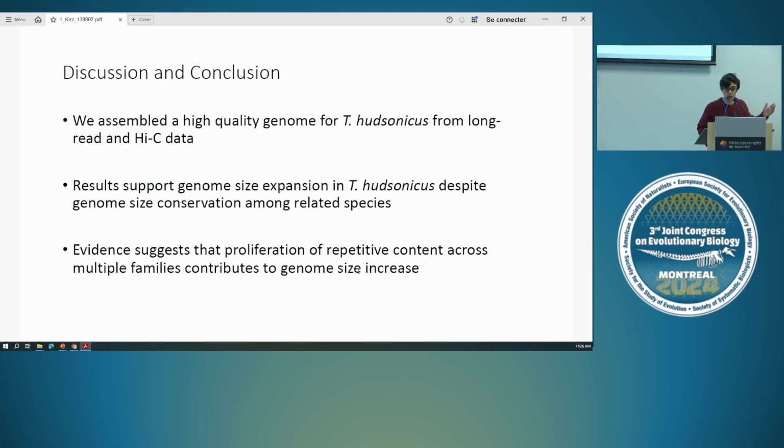So to review the project, we first developed a pretty high-quality genome assembly for T. hudsonicus, leveraging long-read and Hi-C data. Our results support that there is a real genome size expansion, and that has been primarily due to the amplification of repetitive content, at least, which is not exclusive from our other hypothesis.